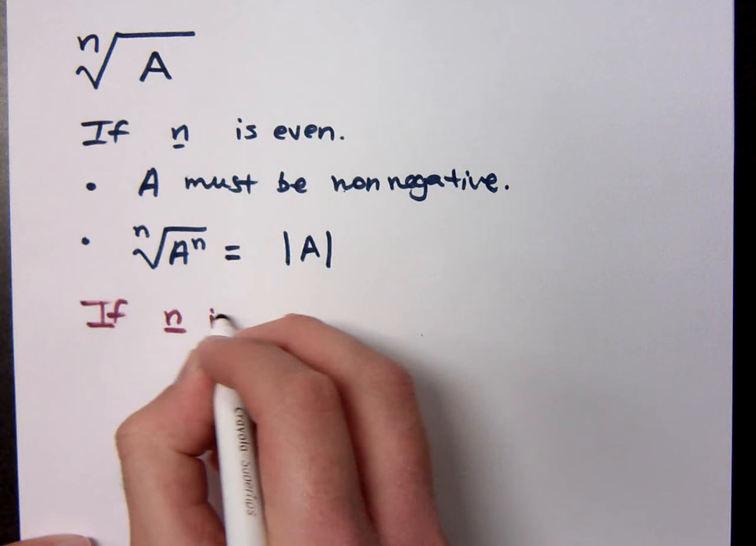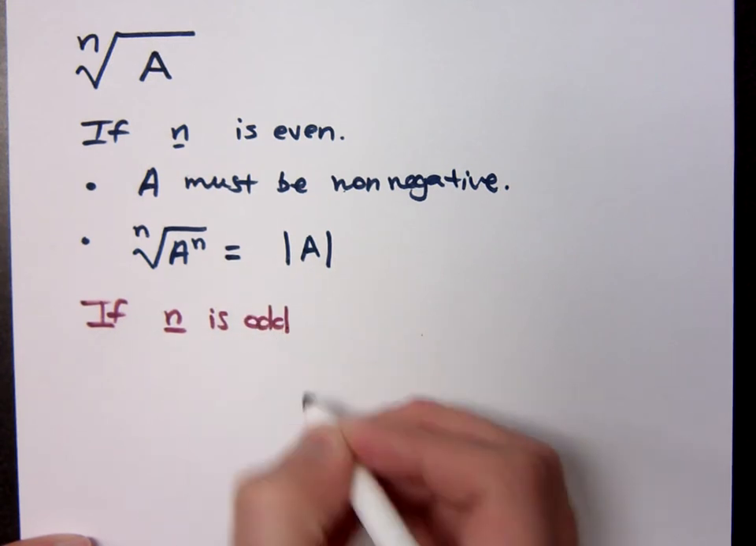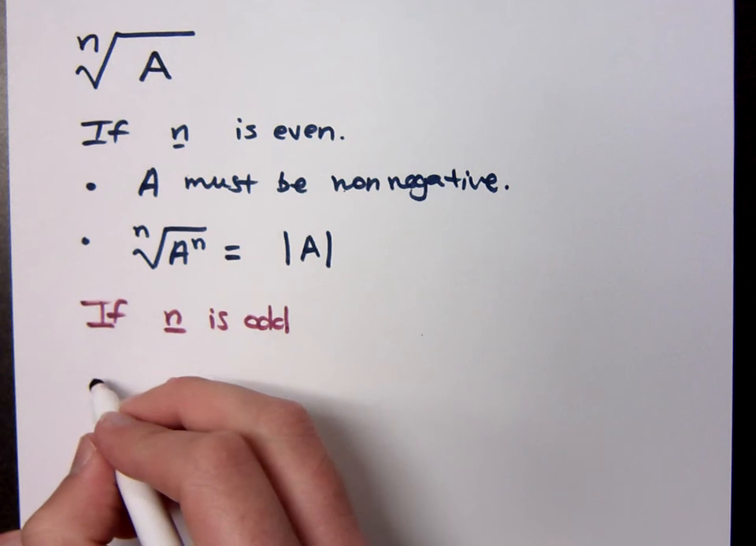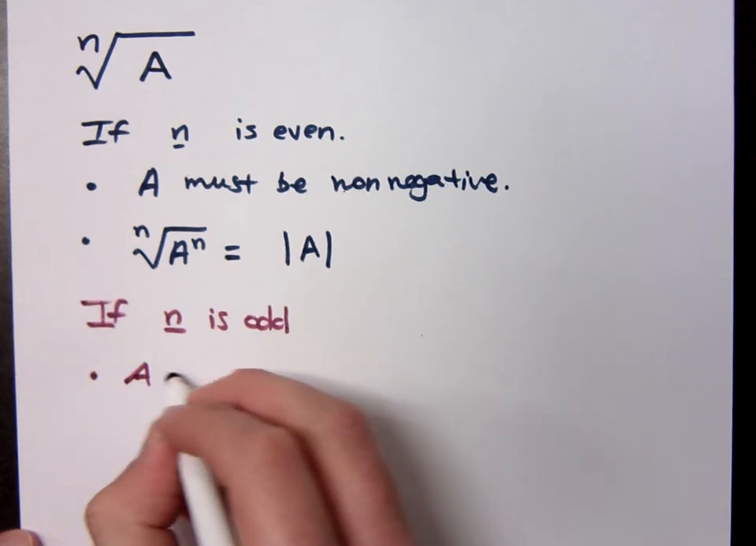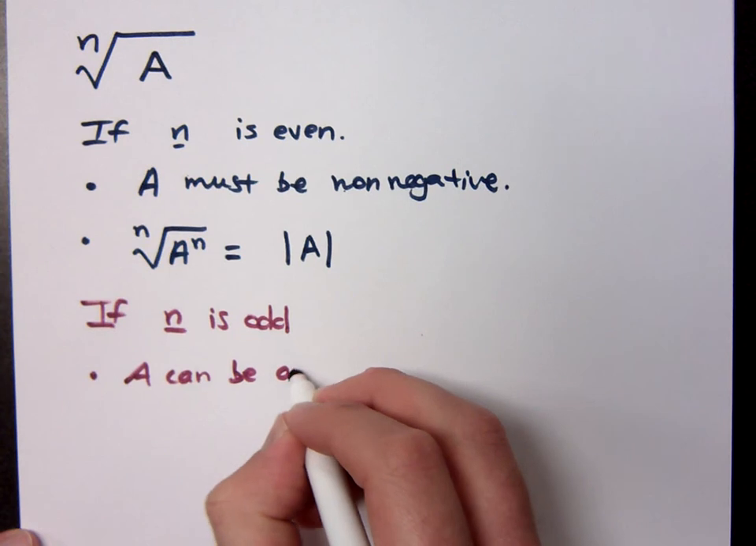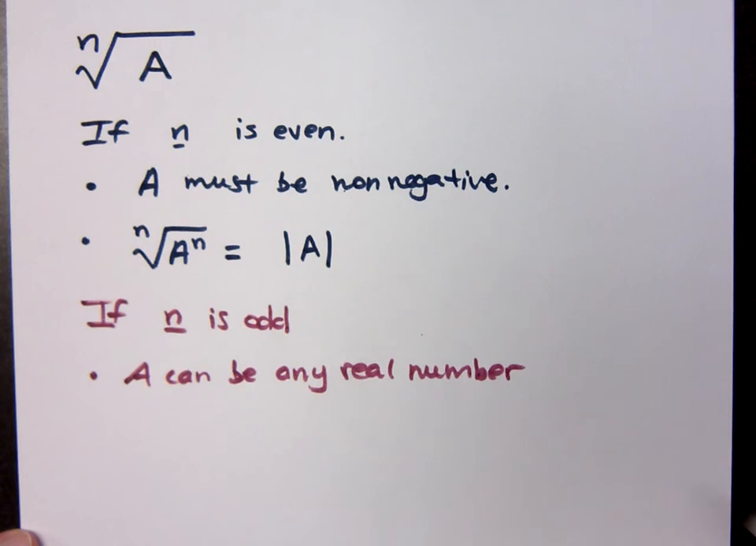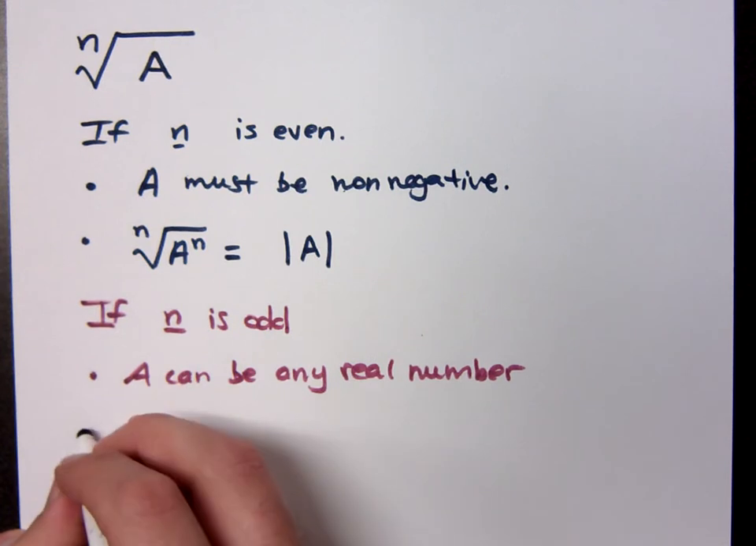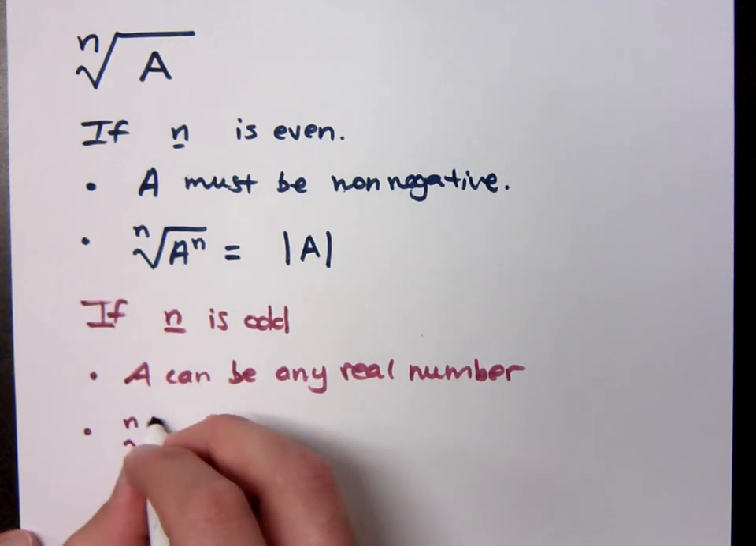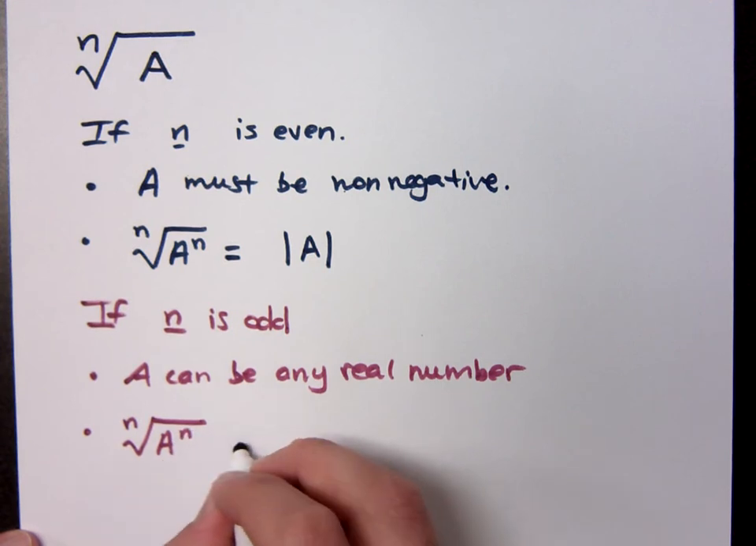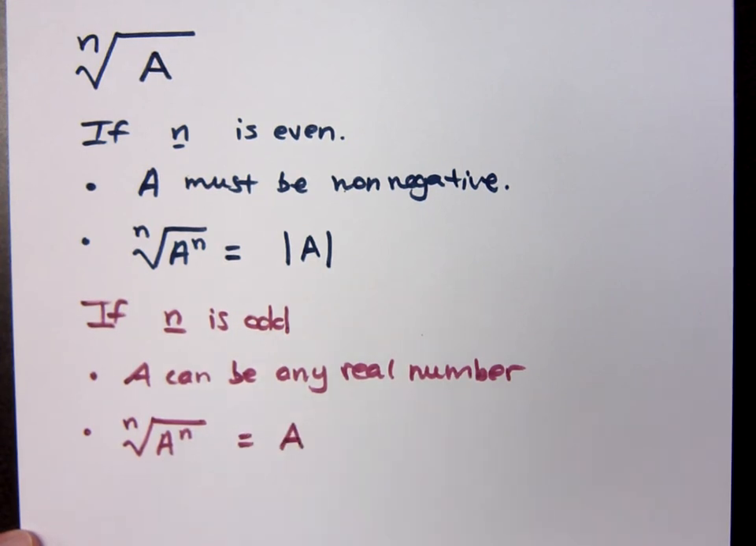If n is odd, then what do we know? Well, a can be any real number, either positive or negative or 0. Awesome. The domain is everything. And that means that the nth root of a to the nth in this case is going to be a, without the absolute values. We're going to show you why the absolute values are necessary here in just a moment.